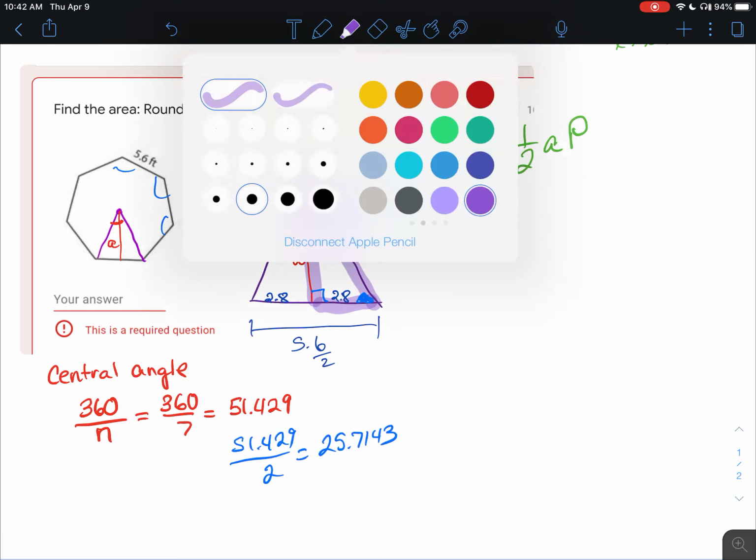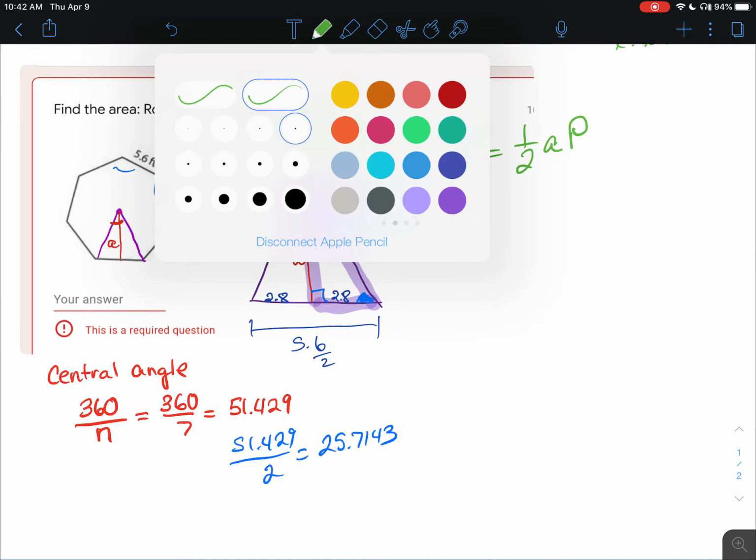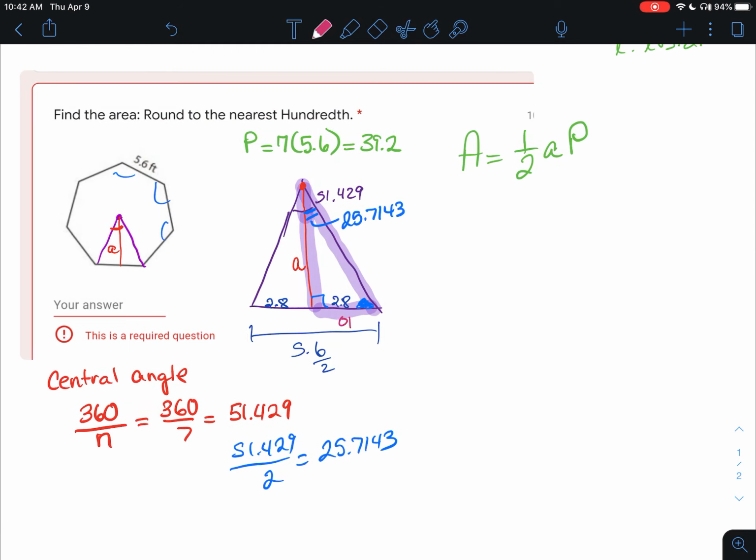All right, so again, let's use a different color. This is opposite, and our apothem is adjacent. So we're back at tangent again. The tangent of theta is going to be equal to opposite over adjacent. So tangent of 25.7143 is going to equal the opposite side of 2.8 over our apothem.